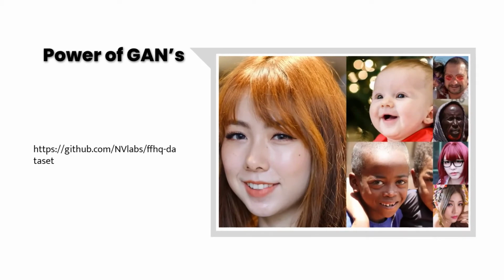Let's come to the power of GANs. What can GANs do and what can GANs provide to us? All the images that you see in this slide are generated by GANs, and all these people do not exist in reality. There is a dataset known as the FFHQ dataset that we will see in the next slide. The whole dataset is generated by GANs, and it contains 1.2k pictures of people that do not exist, but the model has generated.